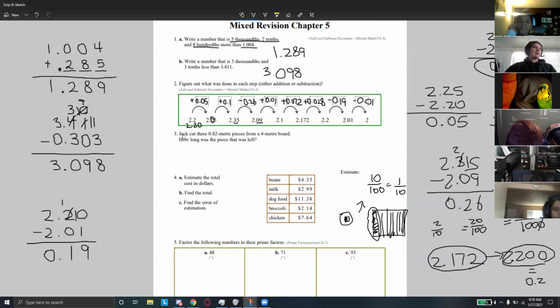Okay, next, Jack cut 3 82 hundredths meter pieces. So each one of these pieces is 82 out of 100 of 1 meter long. So instead of it being 100% of a meter, it's only 82% of a meter. So it's 18% less. From a 4 meter board, how long was the piece that was left?